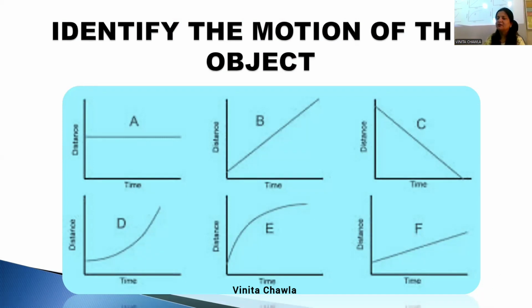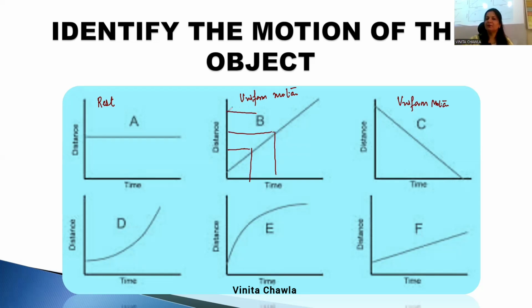Third graph, graph C. So graph A represents the object which is at rest. And graph B represents uniform motion. The object is covering equal distance in equal intervals of time. Uniform motion. And here also, it is showing uniform motion. What is the difference between these two graphs? Distance is increasing with time. Distance is increasing with time.